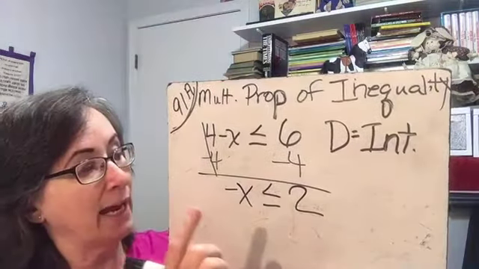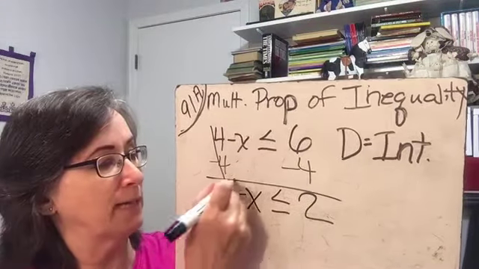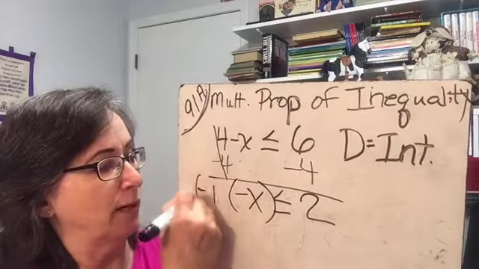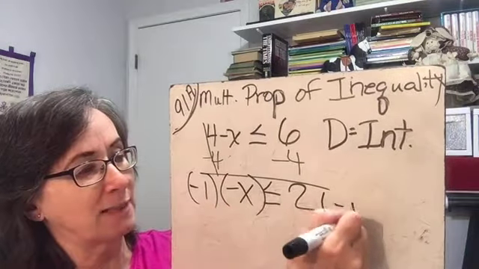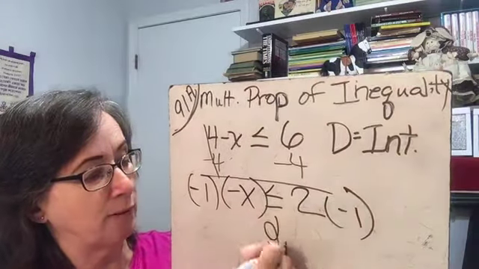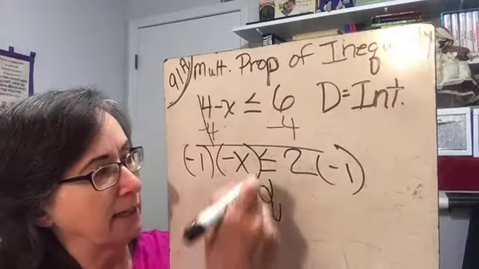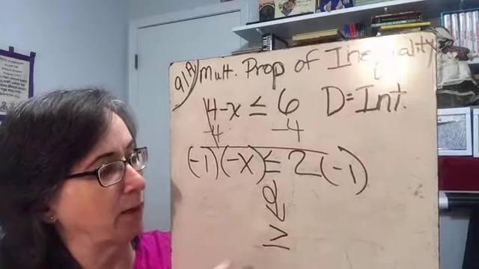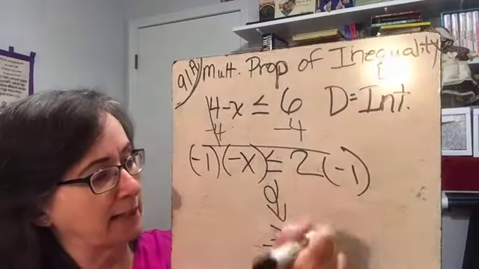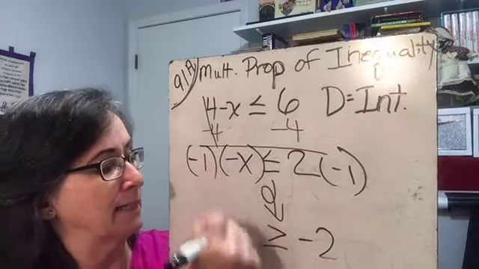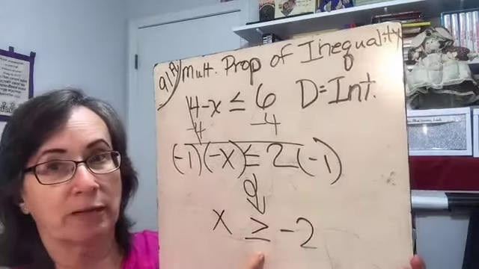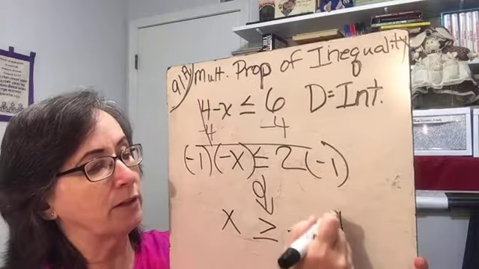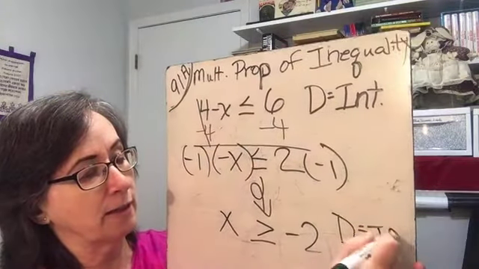Okay, so now I'm going to multiply both sides by a negative 1 to get the x by itself. But since I multiplied by a negative, I will flip my sign. It was less than, now it will be greater than. And now this is a negative 2, and now this is an x. So x is greater than or equal to negative 2, where the domain is integers.